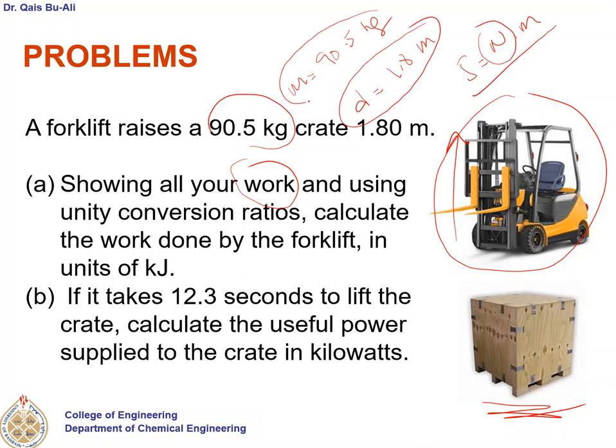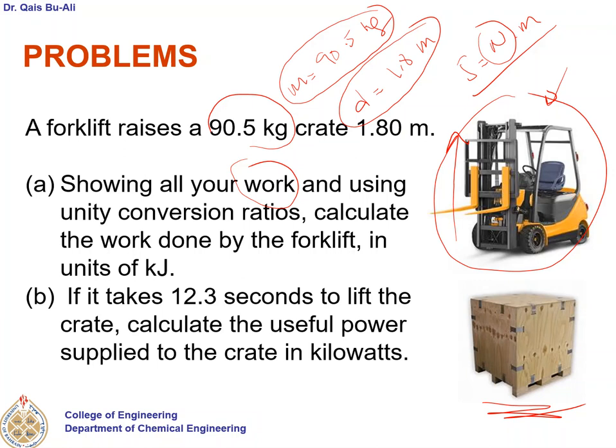So I have the mass of the crate, which is 90.5 kilograms. You know what I can get out of the mass in terms of a force, which is the weight. So I can use the mass to get the weight of the crate, which is a force. And then if I multiply this force by the height, I'm going to get joules, which is the work that this forklift has to put in order for this crate to be raised. This is how we analyze the problem.